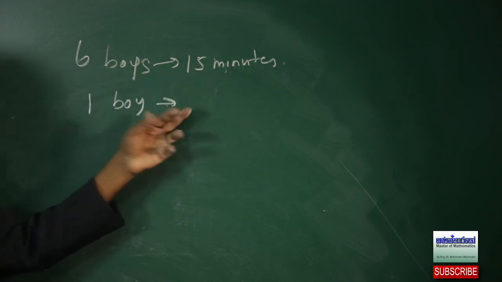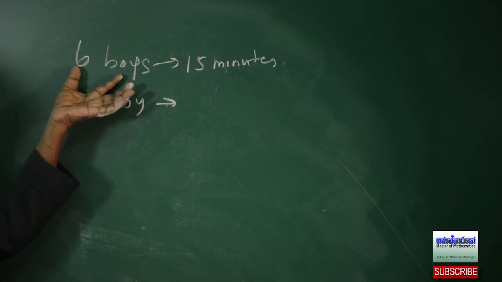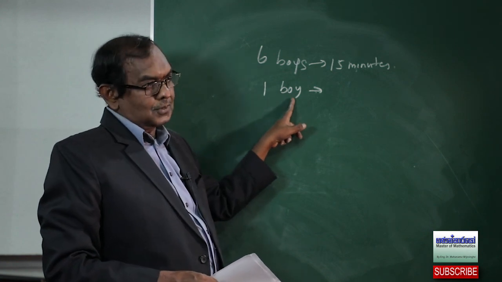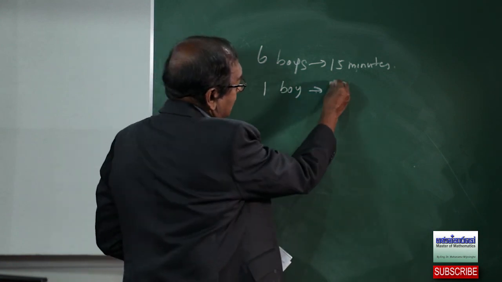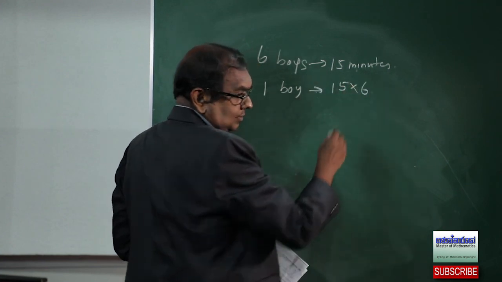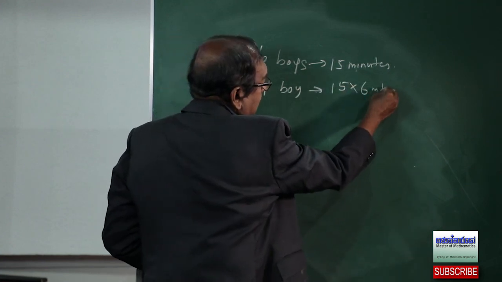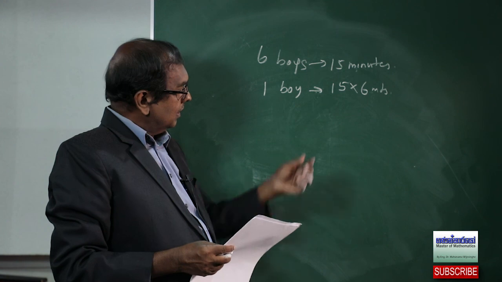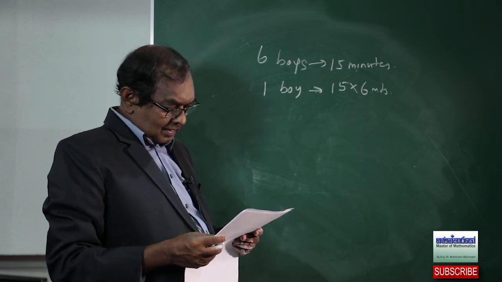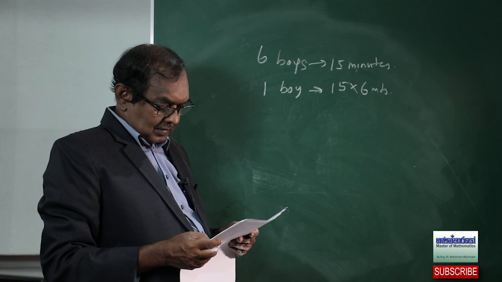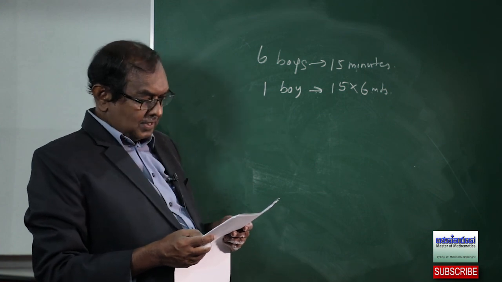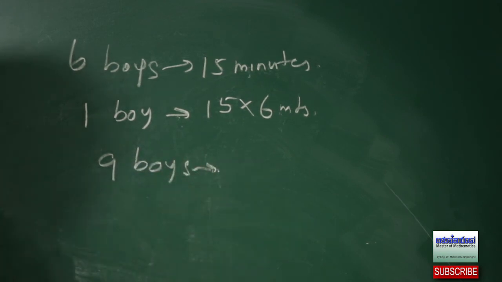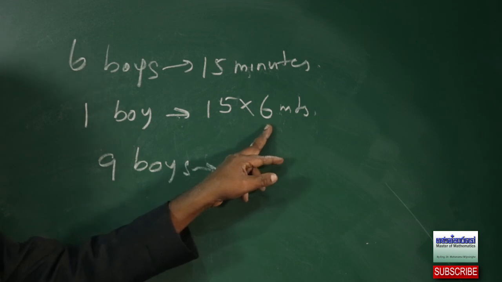What is the method we can use? If 6 boys take 15 minutes, one boy takes more than that. Therefore, it should be multiplication. This is 15 into 6 minutes. I am not going to get the answer now; finally, we can get the answer easily. Then the question is, how many minutes would 9 boys take? For one boy it takes 15 into 6 minutes.